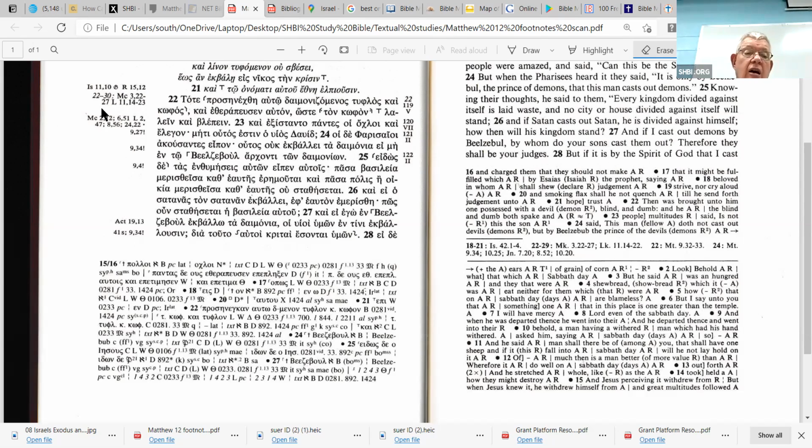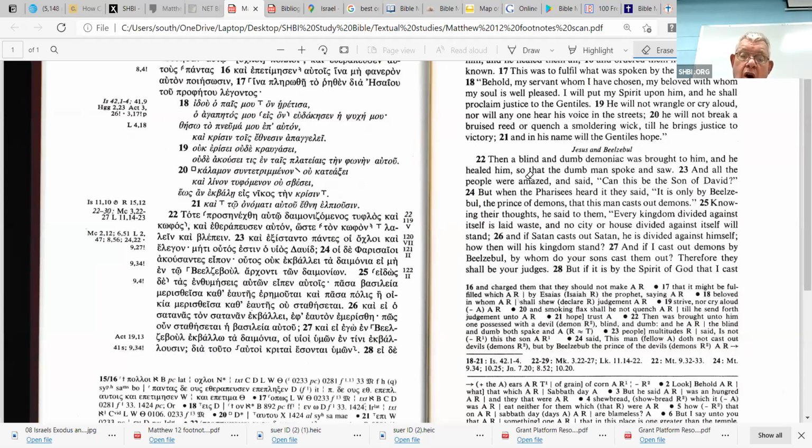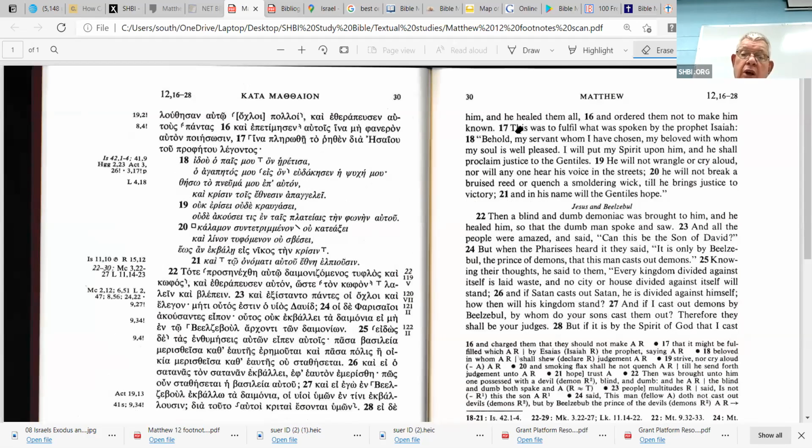So over on this side of the page, I chose a bilingual edition where you have the English. So you have the English footnotes. And you can see that here in verse 16, you have a difference between "ordered them not to make him known" and "charged that they should not make him known." And then in 17, you have a difference between "this was to fulfill" and "that it might be fulfilled." Passive, active difference. In 18, "my servant whom I have chosen," and the difference, "my beloved in whom I have."